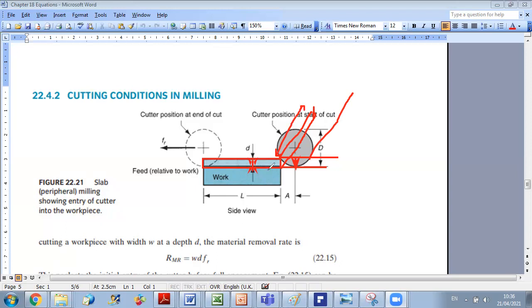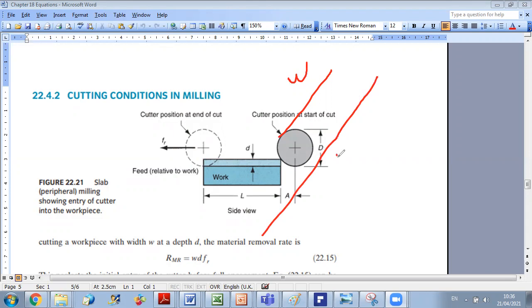So if the length of the work part is larger than the width of the cutter, surely what will determine the length that will be removed is the width of the cutter. You should always compare the information that you have. For example, in case W of the cutter is smaller than the width of the work part, call it WP, surely the part that will be removed, its width will be W.